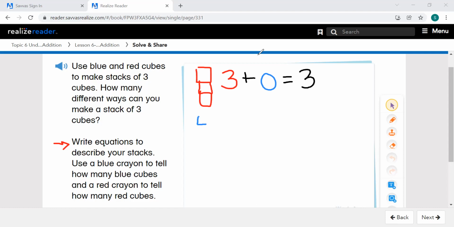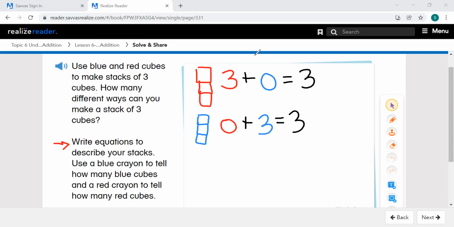I'm going to draw 1, 2, 3. I have 3 blue cubes. So this is another stack of 3. So let's write our equation. How many red cubes do you see? 0. I only use blue cubes, right? So there's 0 red cubes plus how many blue cubes? 3. And that equals 3. So there are 2 different ways we made stacks of 3.